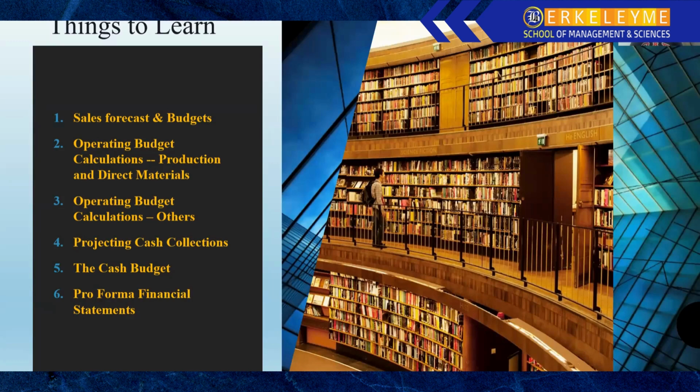Operating budgets calculations in terms of production, material, labor, overheads, and then we will make the financial budget, that is cash collection and disbursement. If you combine them, it will become a cash budget, and then perform the financial statements.